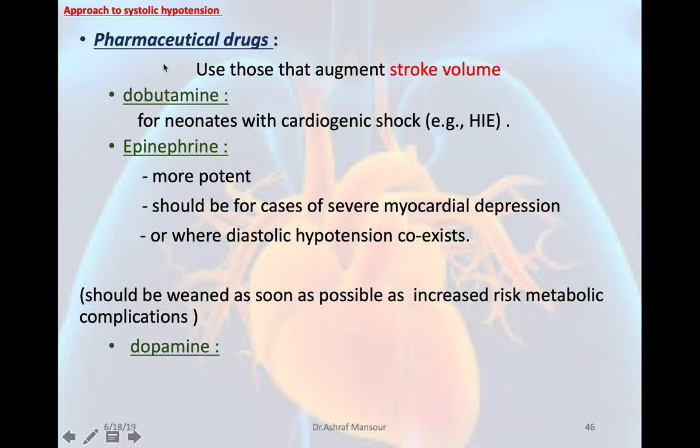So if you want to use a drug to increase the systolic blood pressure, you have to use dobutamine in case of cardiogenic shock, like in HIE. Epinephrine is more potent, and it should be for cases of severe myocardial depression, or when diastolic hypotension coexists at the same time. Epinephrine will increase the diastolic blood pressure, and it should be weaned as soon as possible because of increased metabolic complications. So dobutamine, epinephrine, and then after epinephrine we can use dopamine. In most units we use dobutamine followed by dopamine, and at the end we use epinephrine.